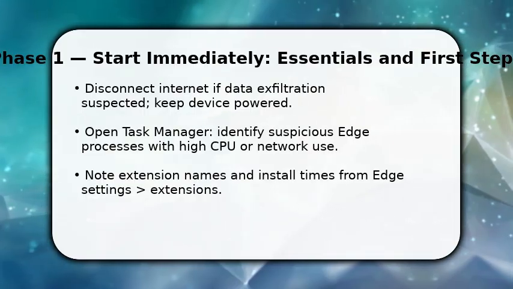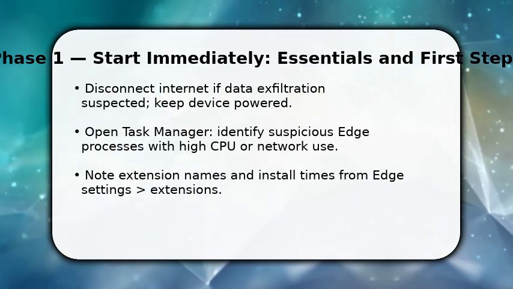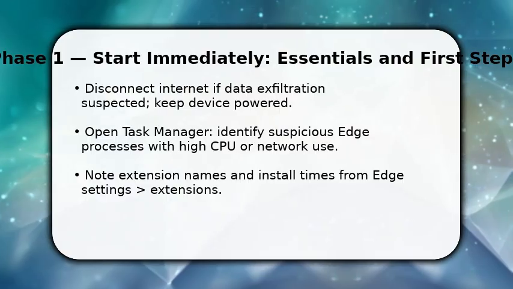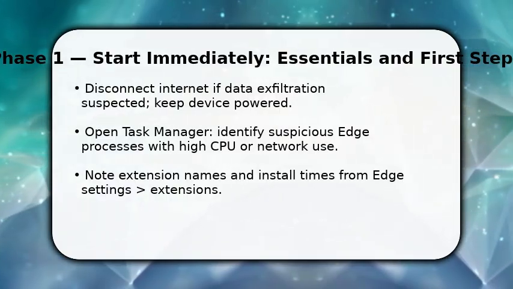Then open Edge, go to Settings Extensions, and record any unfamiliar extensions and their install dates. This gives you targets to remove. Once done, make sure to keep a note of process names so you can cross-check them later with removal steps.